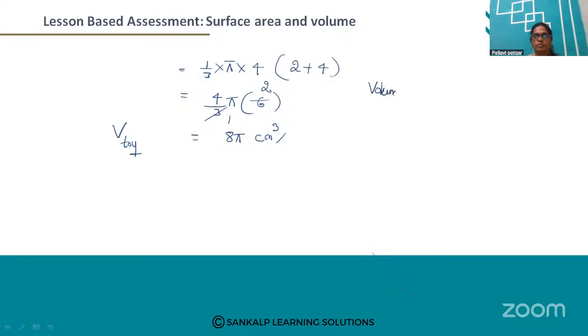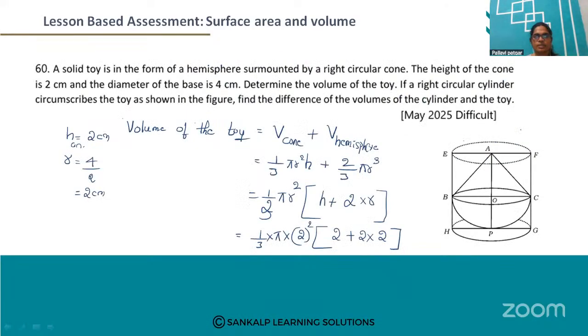Volume of cylinder is equal to pi r square h. So is equal to pi into r, the radius, 2 square. So height of the cylinder.